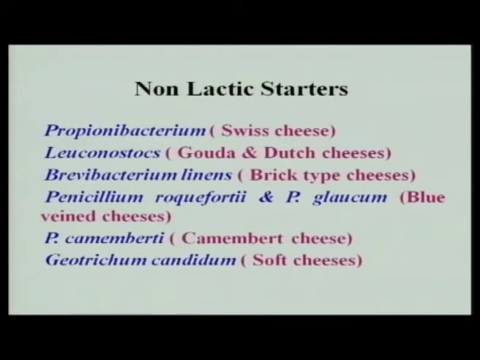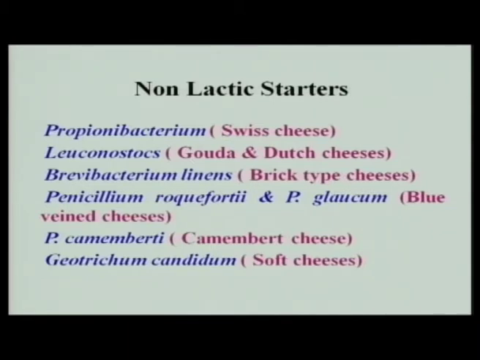Then non-lactic starters are also very important in particular varieties, as mentioned here. In Swiss cheeses, propionibacteria are used which produce propionic acid and large amounts of carbon dioxide by utilizing the lactic acid produced by the primary organisms, primary starters. Leuconostocs are also added to mesophilic cultures, especially for making the Dutch varieties of cheeses, where they utilize the citrate. Small amounts of citrate are present in milk, and citrate can be converted into carbon dioxide. So, small gas pockets emerge in the Gouda or Dutch varieties of cheeses.